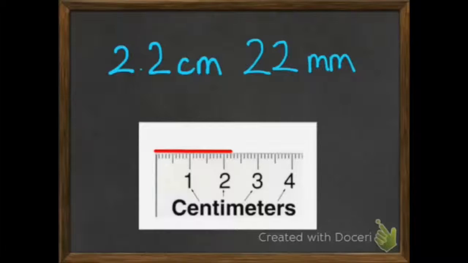Notice how if we just move the decimal point from between the twos to on the right side of the twos, we moved it one spot over, and it increases by a factor of 10. 2.2 times 10 is 22. Now I'll show you a little bit more of how we can do that.